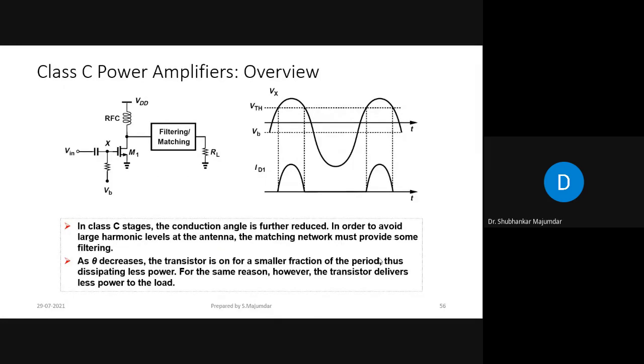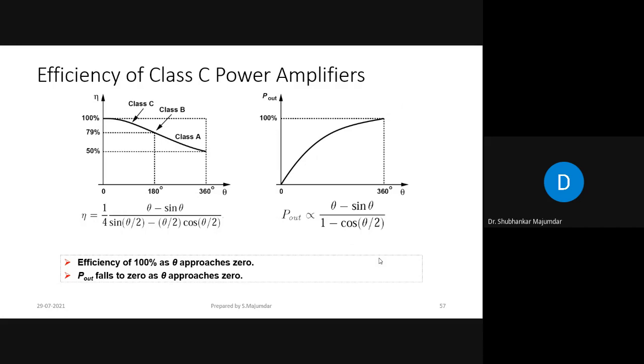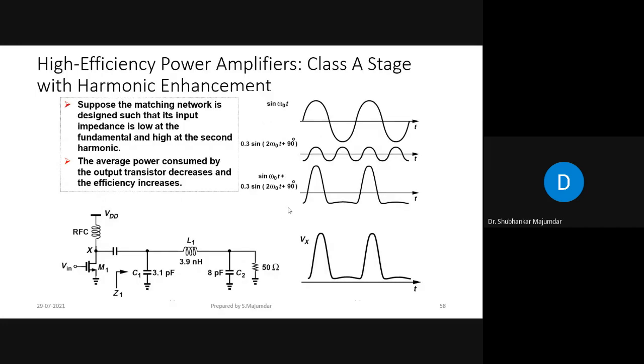Now the class C amplifier is there. Here the conduction angle is further reduced, and in order to avoid the large harmonics in the antenna, the matching network must also provide some filtering circuits. The transistor delivers less power to the load. The class C amplifier is also approaching 100%, but it cannot be 100%. If we plot conduction angle versus output power, ideally at 360 degrees we get 100%, but we are never getting 100% efficiency.